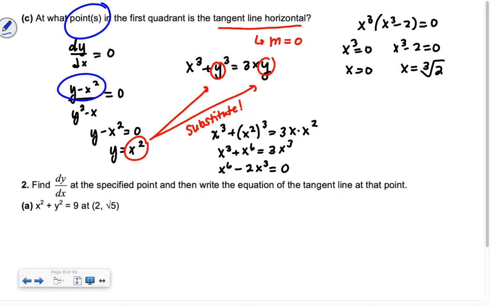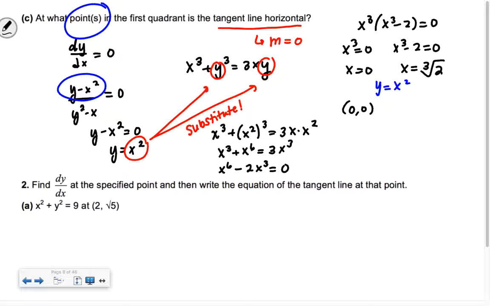So those aren't points. One last step, we plug back into either equation. Do we want to plug back into the x cubed plus y cubed equals 3xy? No, we want to plug into the easiest equation. Look at this, y equals x squared. Isn't that much easier? So if I plug back into y equals x squared, I get y equals 0, right? So I have 0, 0.